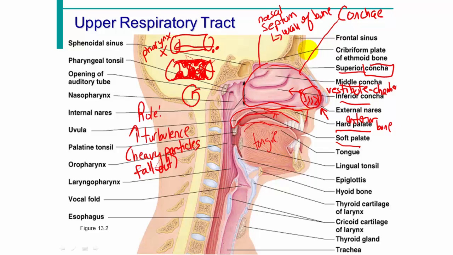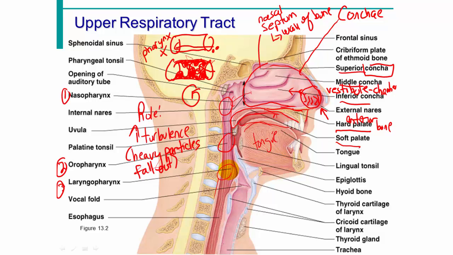Okay, let's see if there's anything else here. So let's say that the air now has gotten to the back of the nasal cavity, and it enters the first part of the pharynx. Now the pharynx is basically a long muscular tube, and there are three parts. One part is called the nasopharynx, and you'll notice the nasopharynx is just posterior to the nasal cavity. It's behind the nasal cavity. The next part is called the oropharynx, which is just posterior or behind the oral cavity. And lastly, you have the laryngopharynx, which is just posterior or behind the larynx.